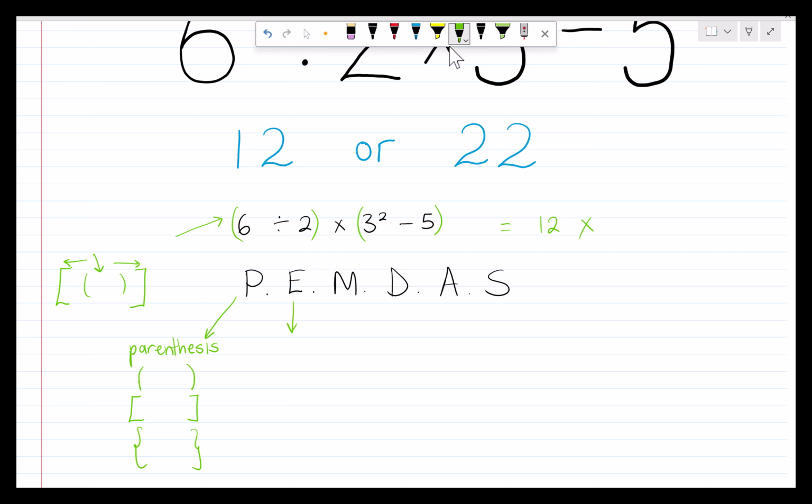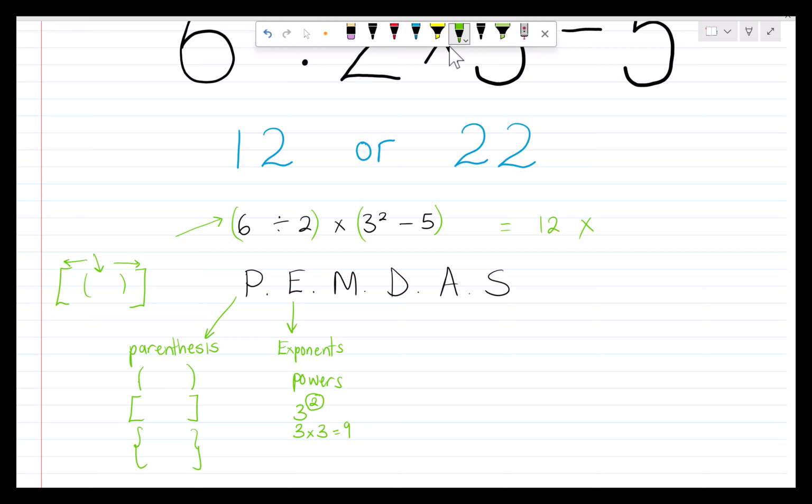And the E stands for exponents, which are also known as powers. For example, you might have 3 to the power of 2. The exponent is this 2 that is right here. What this means is we're going to multiply 3 by itself 2 times. So we'll have the answer as 3 times 3, which is equal to 9. So this is what follows.